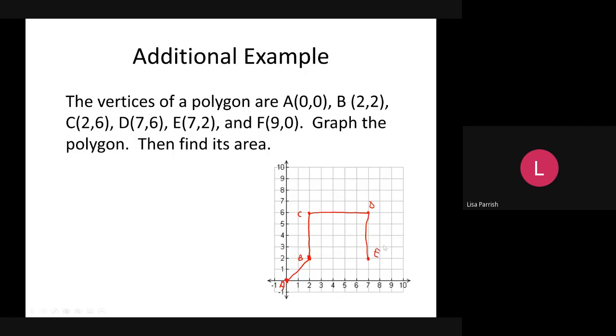Doing this late at night, so sorry. And then F is 9, 0. Okay, so connect these.